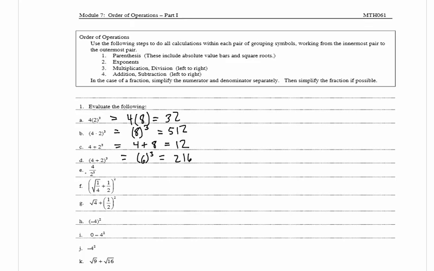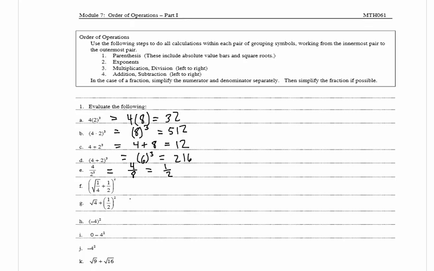In E, we have 4 divided by 2 cubed. So the first thing we're going to take care of is the 2 cubed, and 2 cubed is equal to 8. And now we have 4 divided by 8, which can be simplified to 1/2.